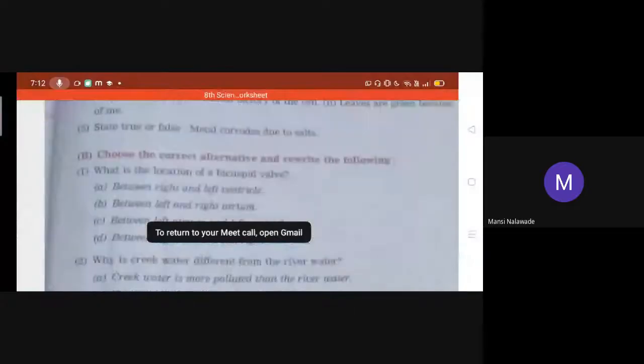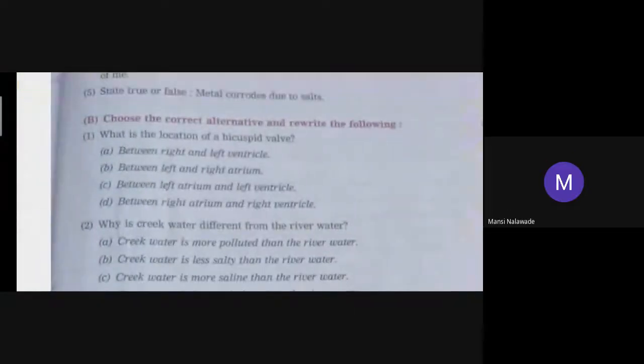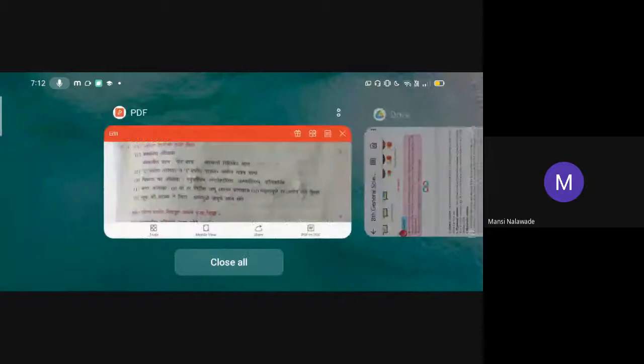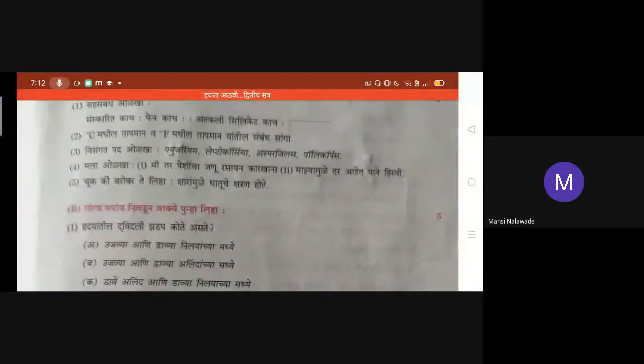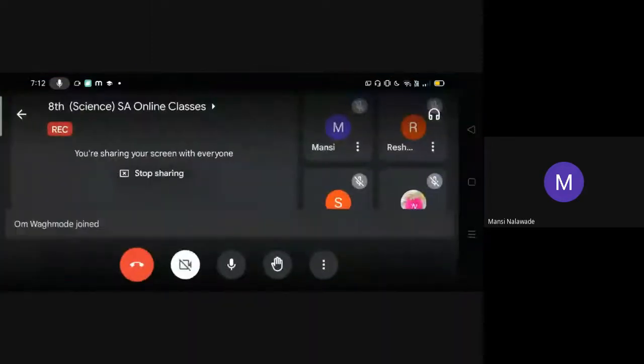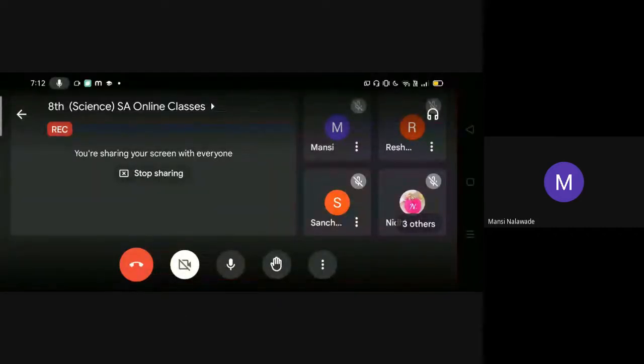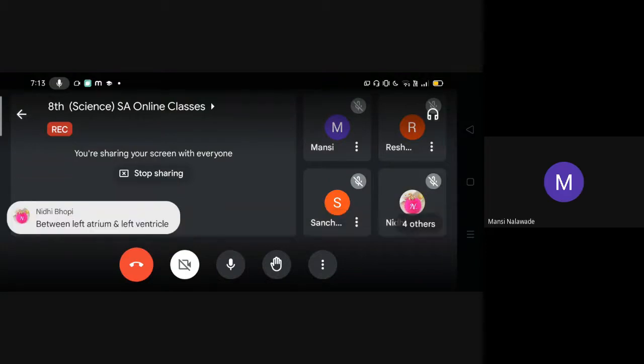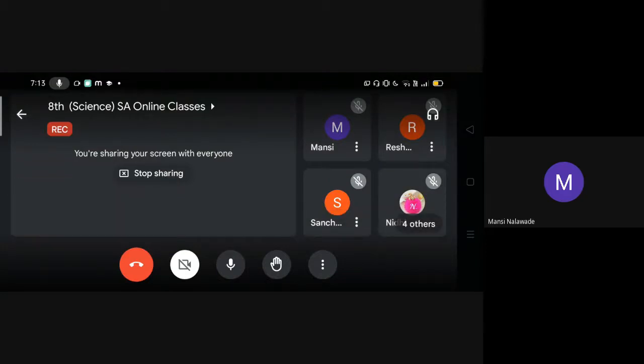Then choose the correct alternative and rewrite the following. What is the location of the bicuspid valve? हृदयातील द्विदली झडप कुठे असते? You are having the questions. Should I show you the option or you are having the questions? Options दाखवायला लागतील का? No need ना. Okay. Between left atrium and left ventricle.